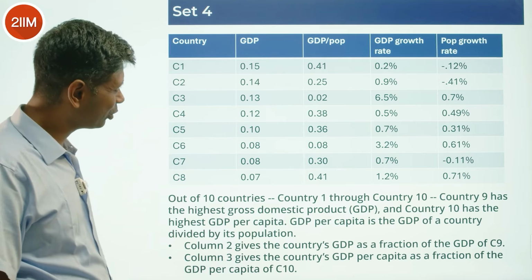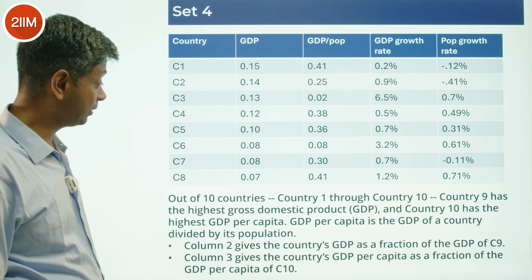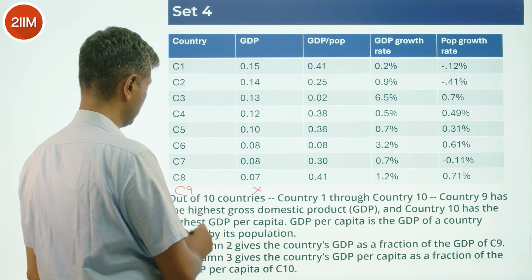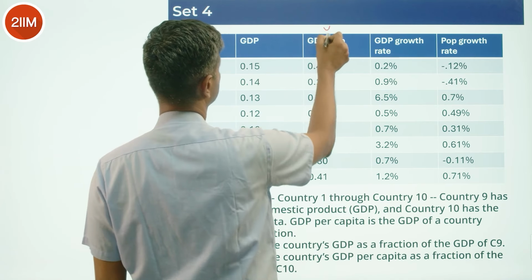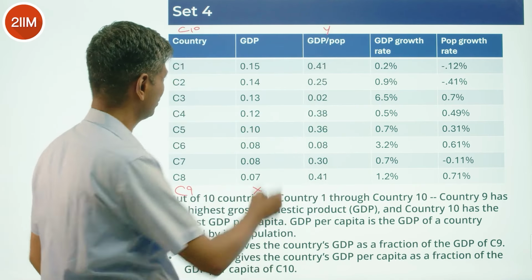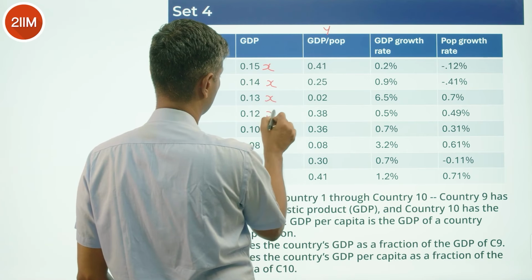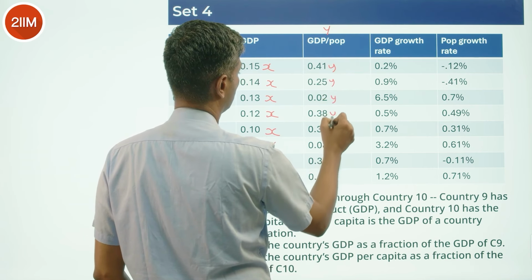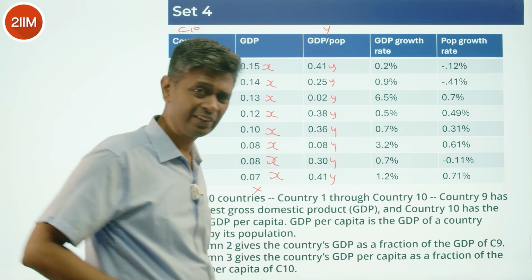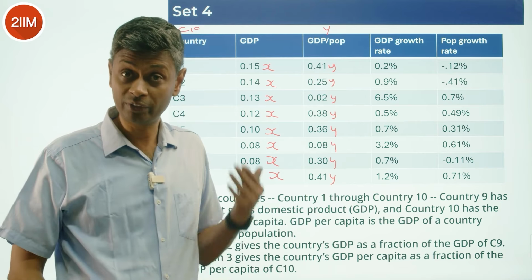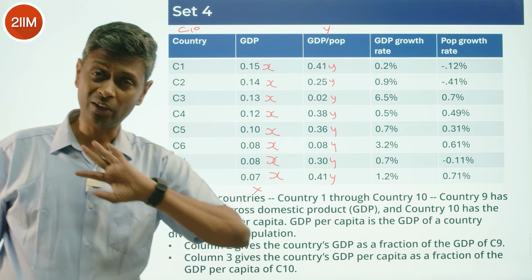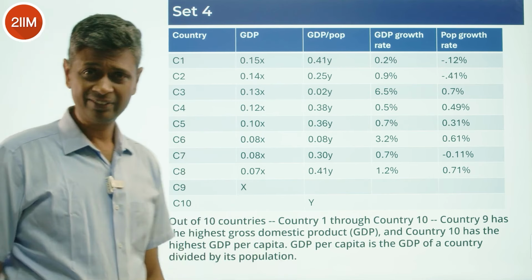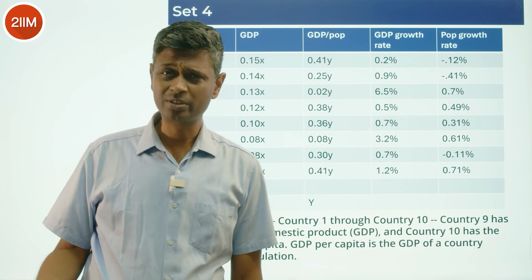And before that, we've got to put all these data in here. We know that country 9 has the maximum GDP. We put C9, call this X, and put C10, call that as Y. If you do that, then this is 0.15x, 0.14x, 0.13x, 0.12x, 0.1x, and 0.41y, 0.25y, 0.02y, y. We can get all of these in terms of x and y. If you know x, we know everything. We can find ratios of two things. X and y, we've got this completely filled. We cannot do anything more than that. We have to look at the questions and see where they take us.